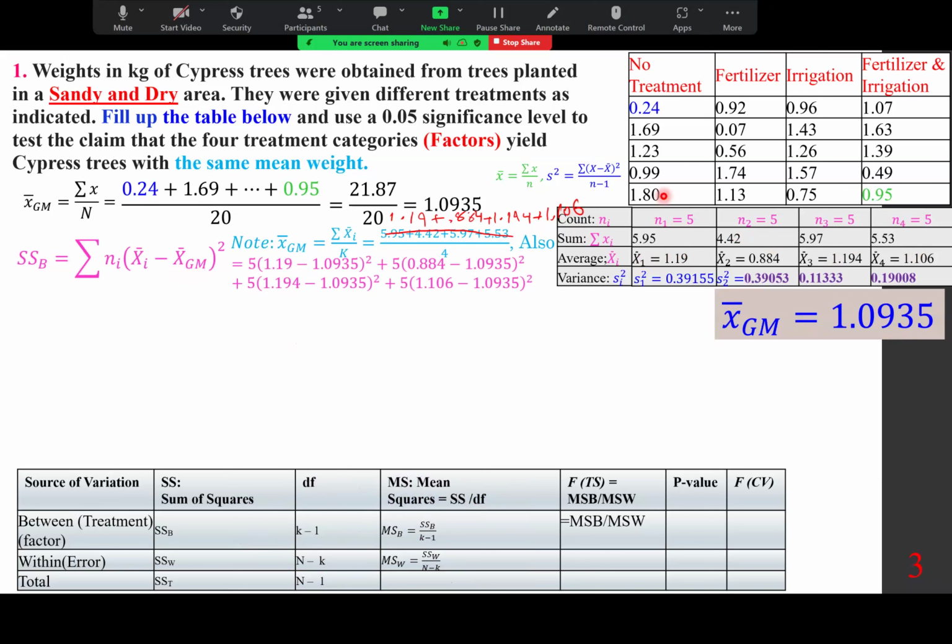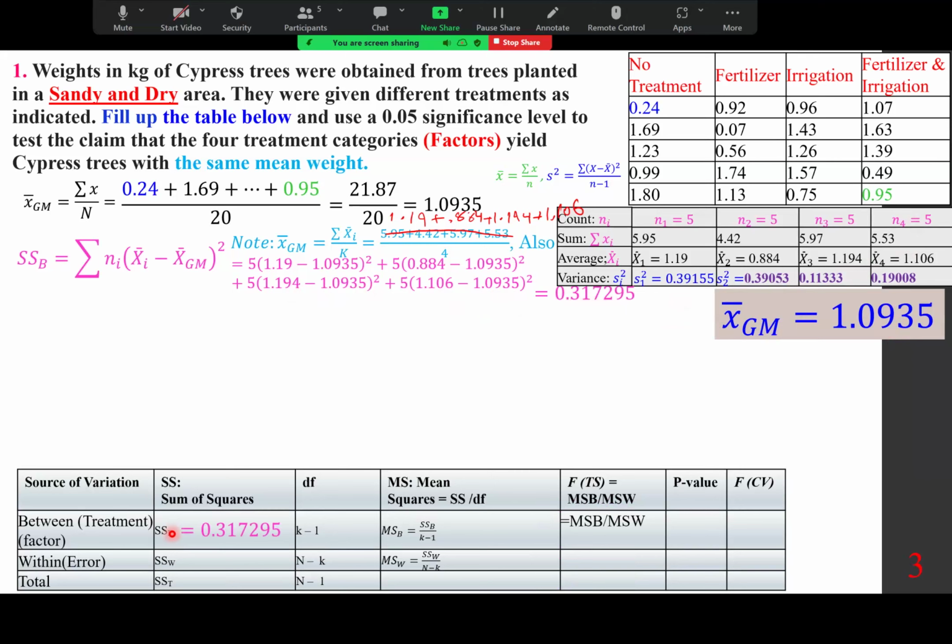So if you look at the very first group, 5 times 1.19 minus 1.0935 squared plus, again, this happened to be 5, 5 times x2 bar, which is 0.884, minus this number quantity squared. This one is 5 times x3 bar, 1.194, minus the grand mean quantity squared, and the last one, and it ends up being 0.317295. So we got this one.